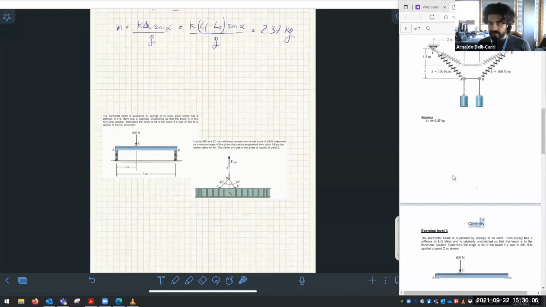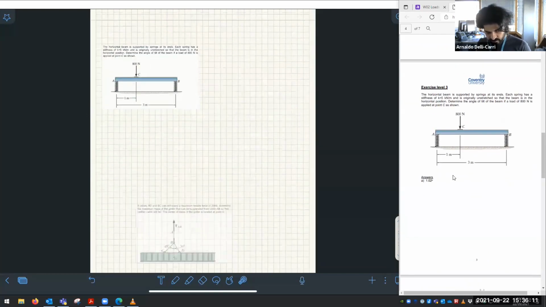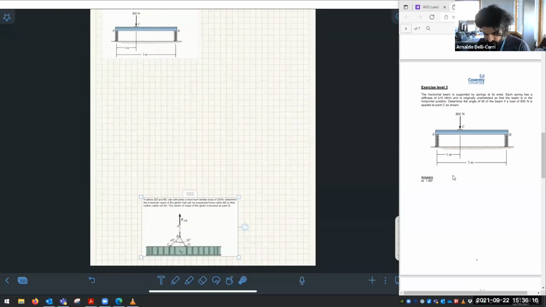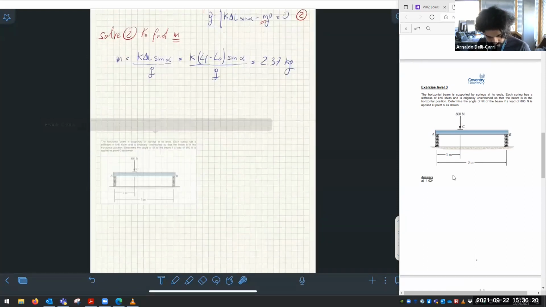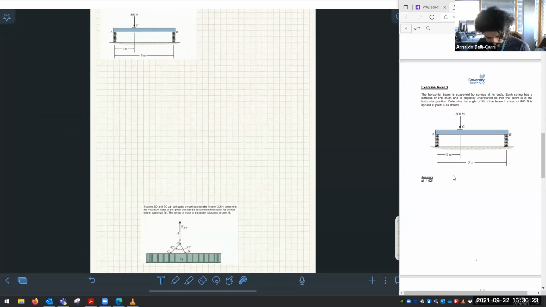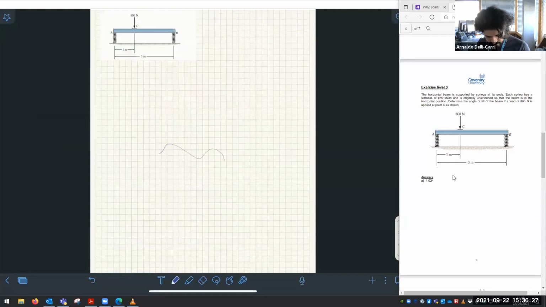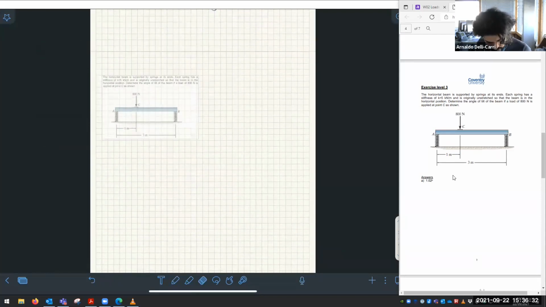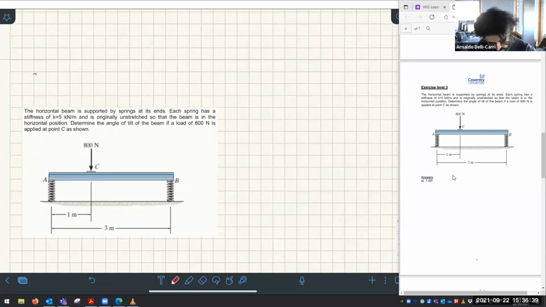So question 3, I believe, is this one. Okay, let's get question number 3. So let me put this down. Let's add another page. Okay, that's another page. This is question 3.